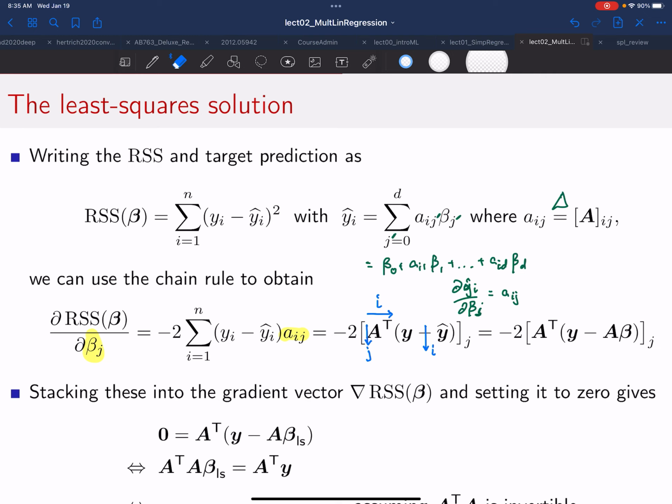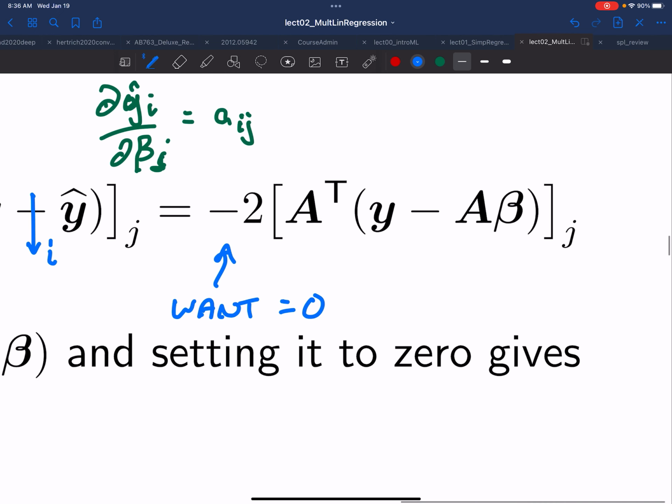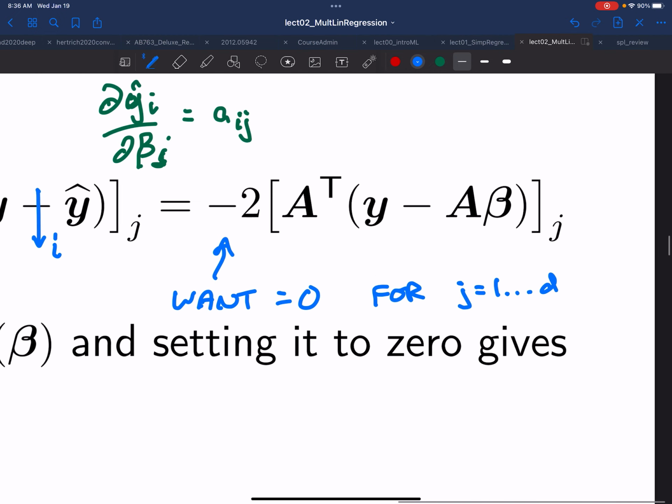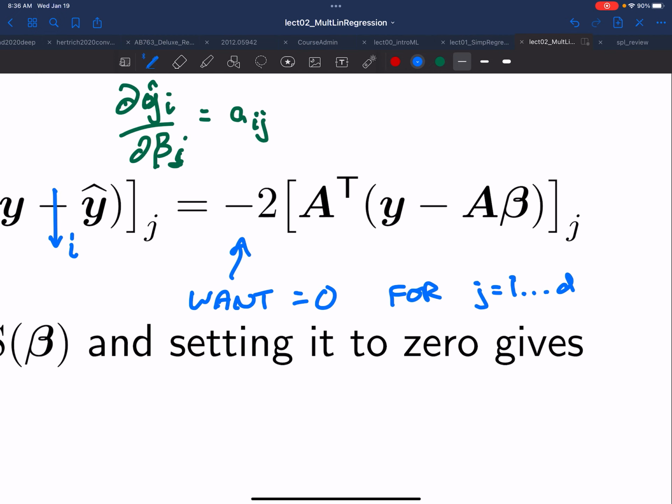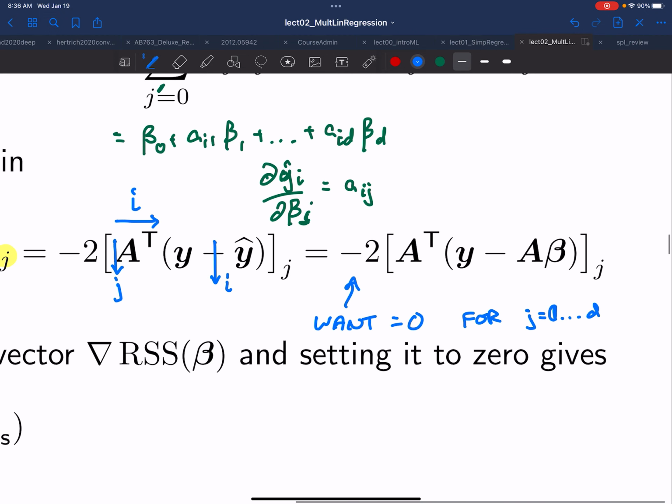So the very last step is, if we want to write this expression as a function of beta, then we can plug in a times beta for that y hat term, and now we have an expression where you can see exactly how the derivative of the RSS depends on beta. And remember, we want this equal to 0 for j equals 0 to d. Sorry, because we start with beta 0.